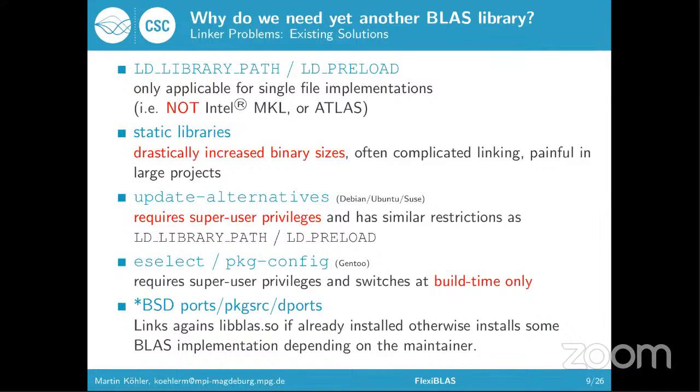And the BSD world has a problem: if they link against libblas and it's not installed, they choose the one the maintainer likes. So I think when you install Octave, you get OpenBLAS with it. If you install something else, you get the reference BLAS with it. So it's not directly visible which one you are using.